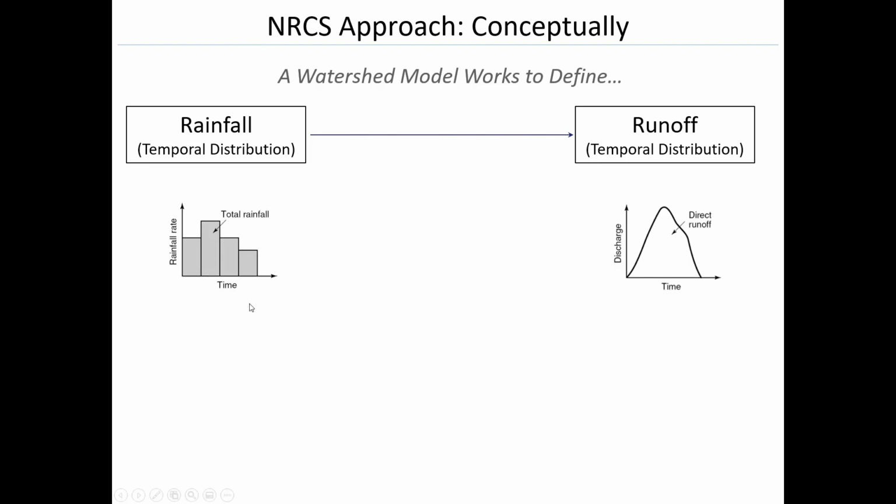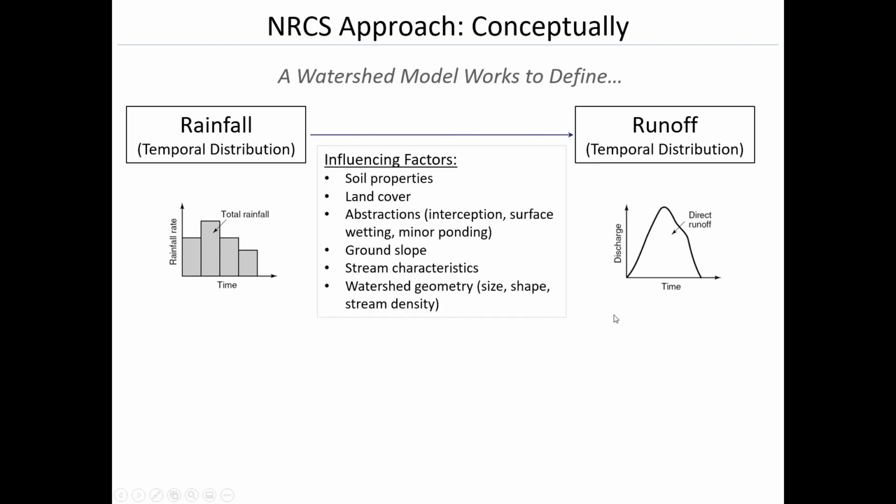And what they do is they take a rainfall hydrograph and they generate a runoff hydrograph from that by taking into account these physical factors that are known to have an impact. So things like soil properties, and thinking about how a well-drained soil, like sand, which has a really high hydraulic conductivity, would lead to a different runoff hydrograph than a poorly drained soil, like clay. It has a really low hydraulic conductivity.